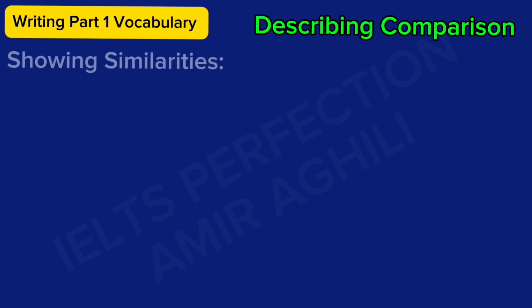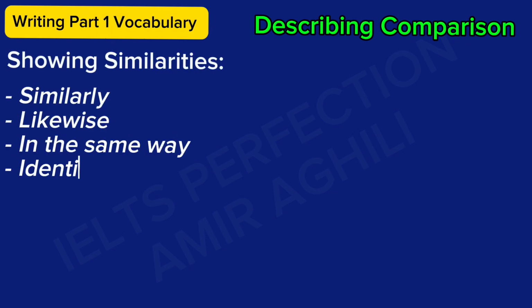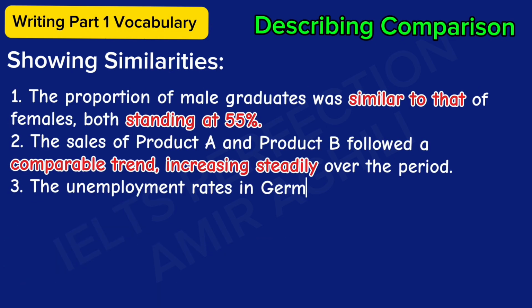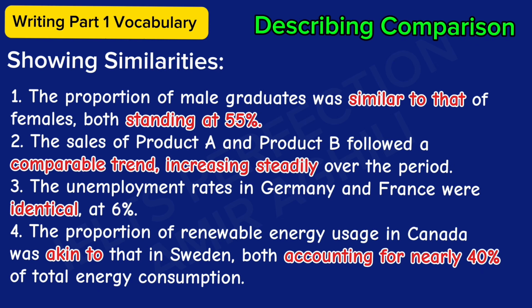For showing similarities, we generally use similarly, likewise, in the same way, identical to, comparable to, resembling, in a similar fashion or manner, akin to, or correspondingly. The proportion of male graduates was similar to that of females, both standing at 55%. The sales of Product A and Product B followed a comparable trend, increasing steadily over the period.